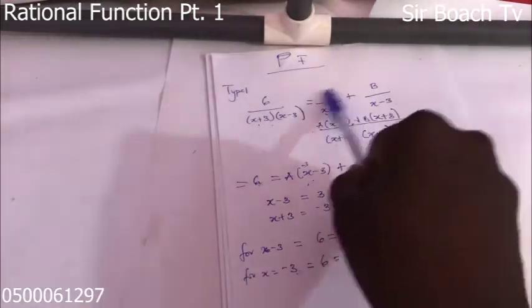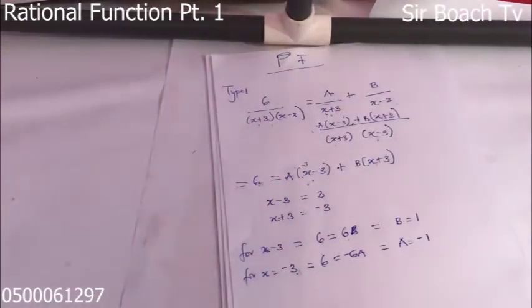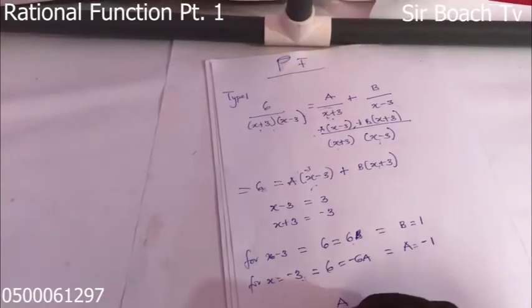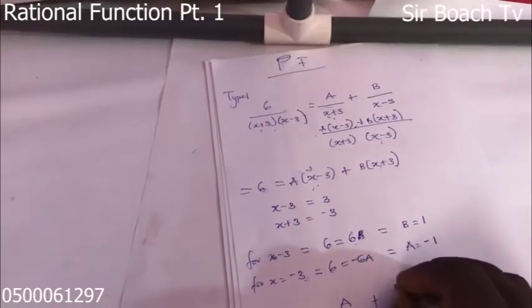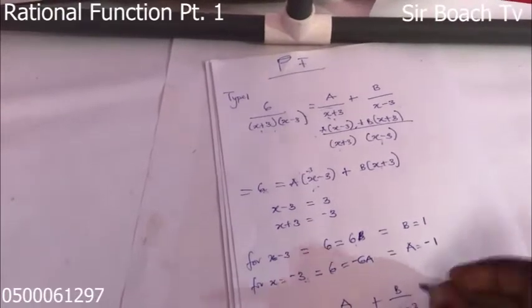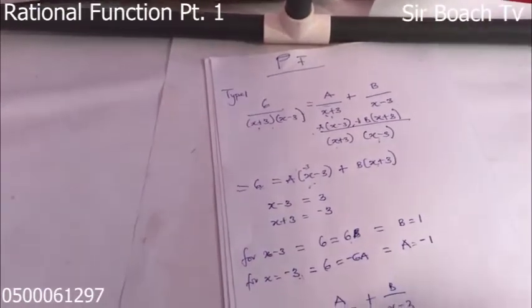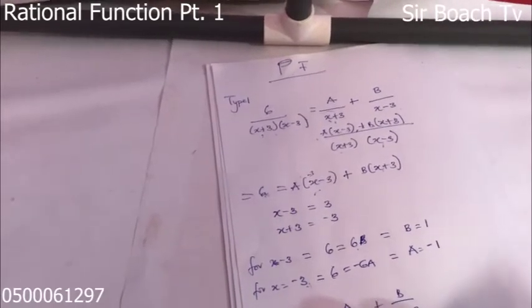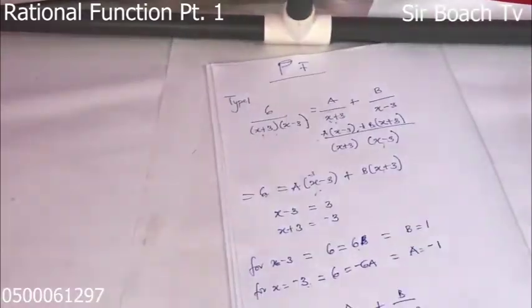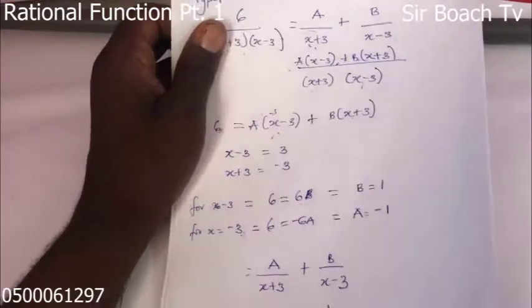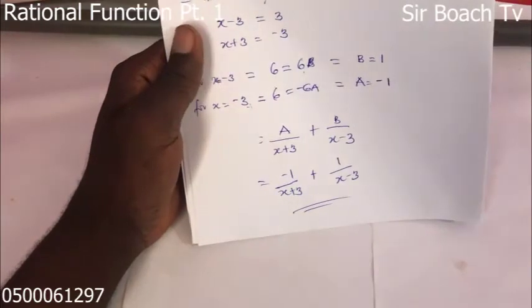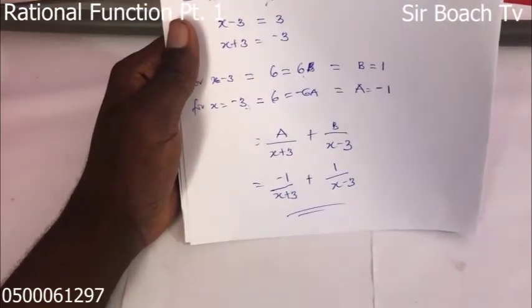Now we know this one over here, so we just put them on top of it, and that's all. So we already know that a over x plus 3 plus b over x minus 3. A is minus 1, so we are going to get minus 1 over x plus 3, and also 1 over x minus 3. That's our final answer. Now, I know people will be finding it a little bit difficult somewhere.